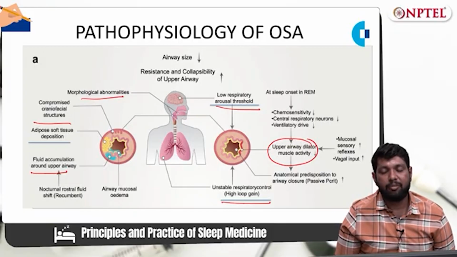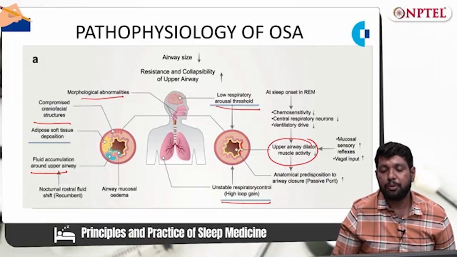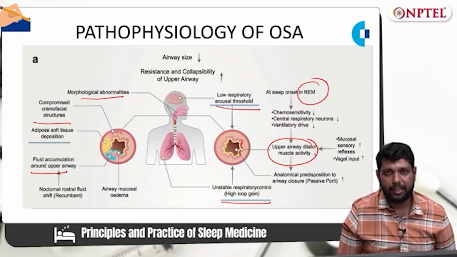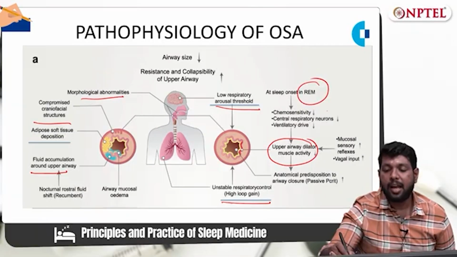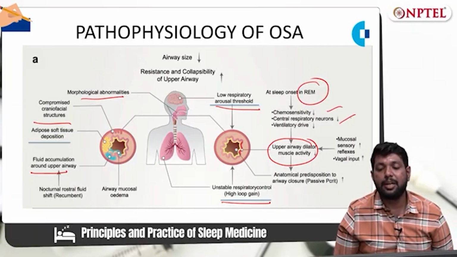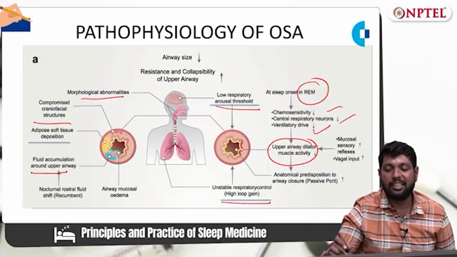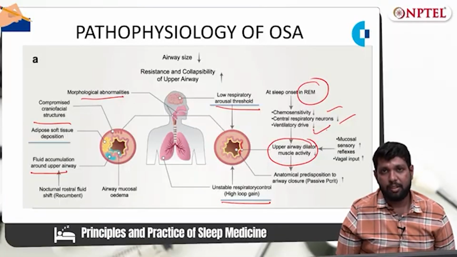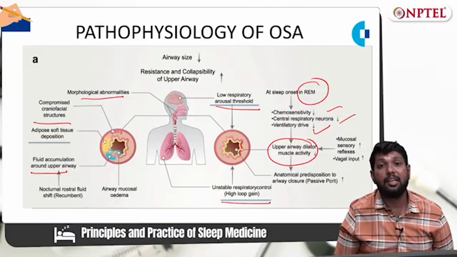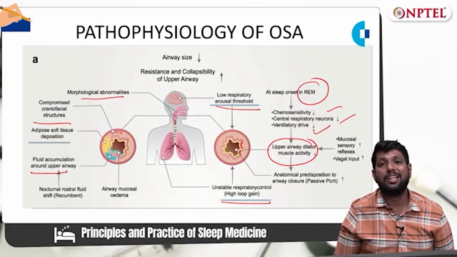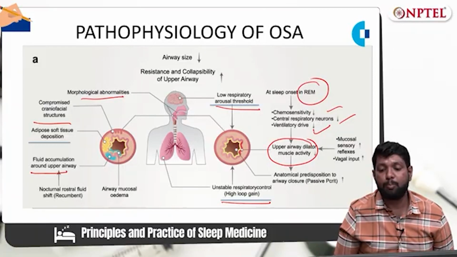Along with this, other pathophysiology, normal physiological conditions like during sleep, especially during REM, there is an exaggerated decrease in chemosensitivity and decrease in central respiratory neurons and decrease in ventilatory drive. So, further worsening the upper airway dilator muscle activity. So, especially in sleep, especially during REM stage, the OSA will be more pronounced.